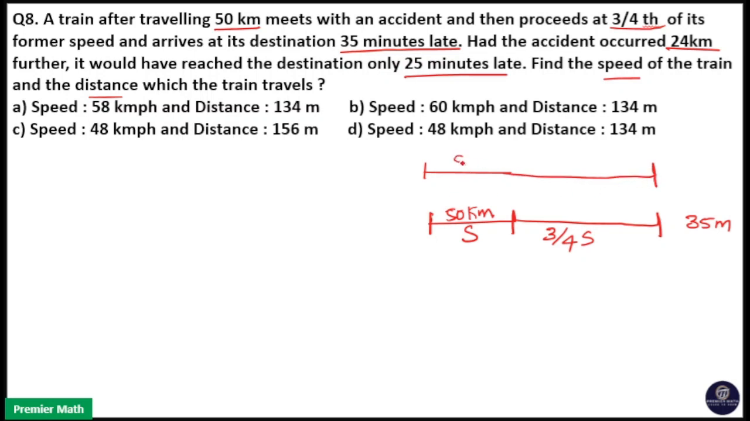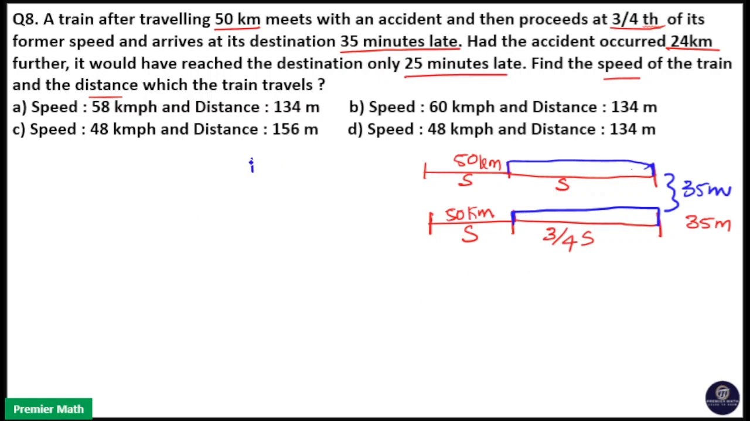That means this is 50 km and this is the remaining distance. Both are travelled at S speed, and because of this, the train reached on time. Here you can see this distance is constant. In both the cases, this distance is constant. And the time difference for these two cases is 35 minutes.